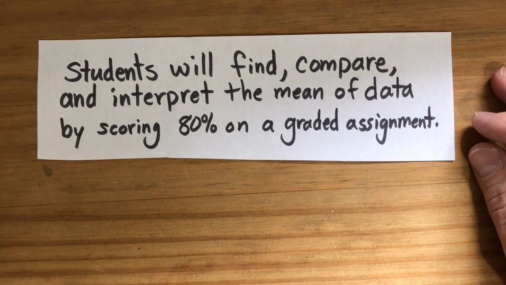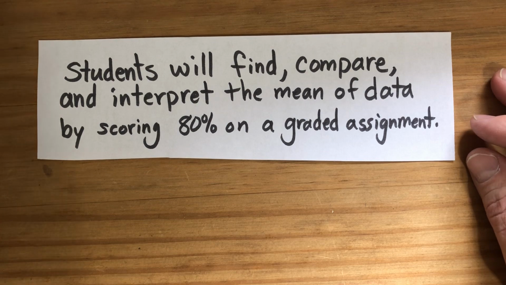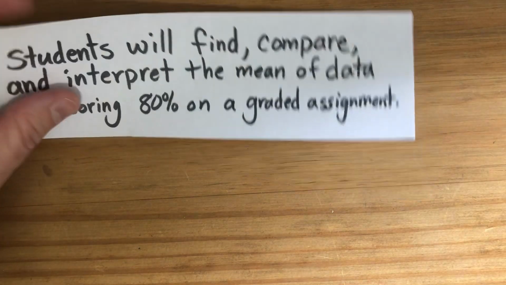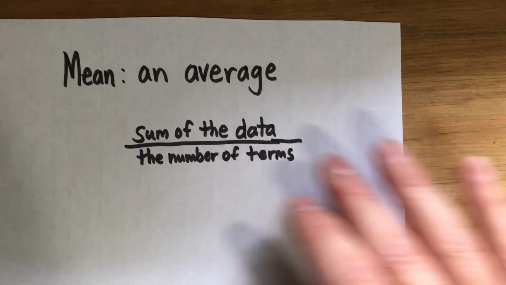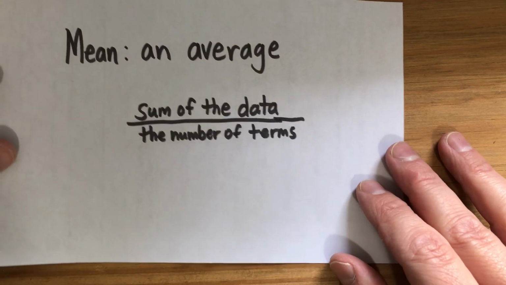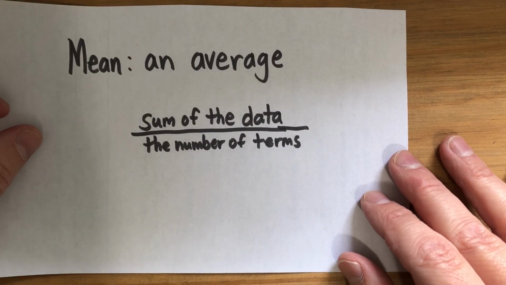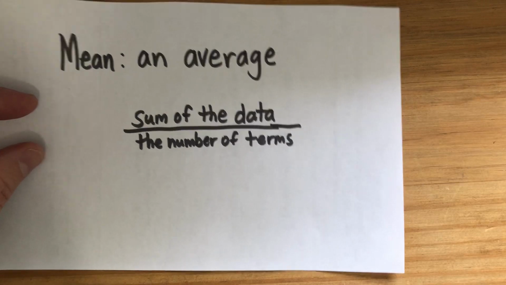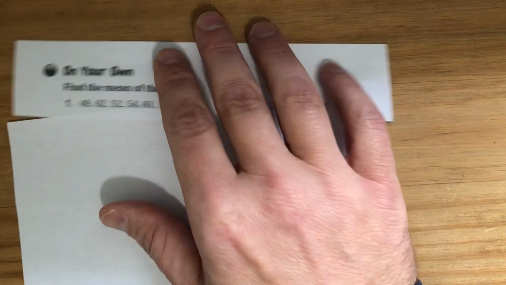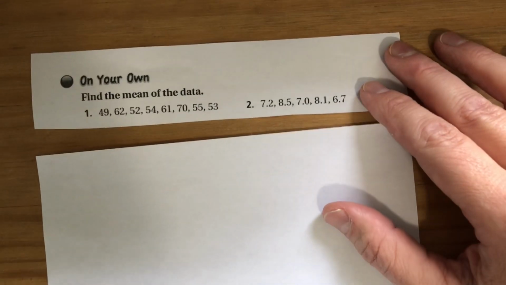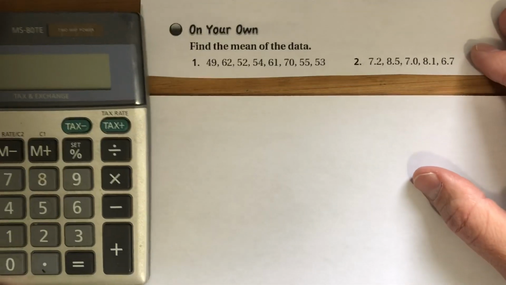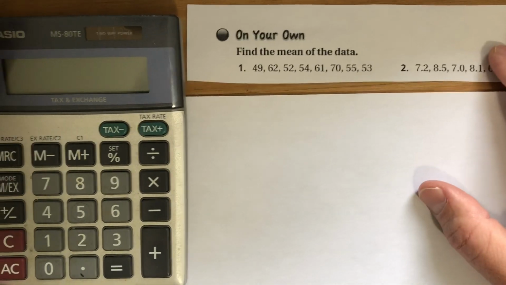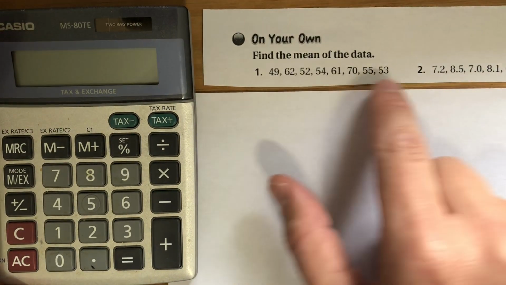We're going to talk about this a lot more as we move through chapter 9, but we're going to introduce that today. So again, mean is an average, and we can calculate that by getting the sum of the data and dividing it by the number of terms. I've got a couple of examples right here, and just like yesterday, these are assignments you may complete with a calculator. So we're asked to find the mean of this data here.